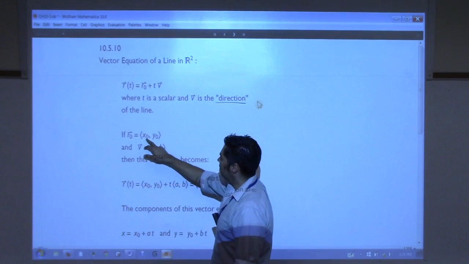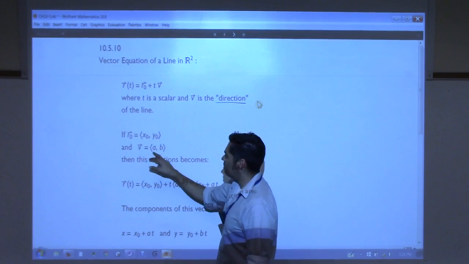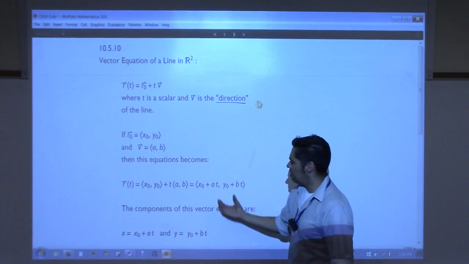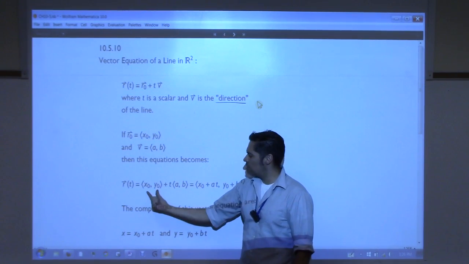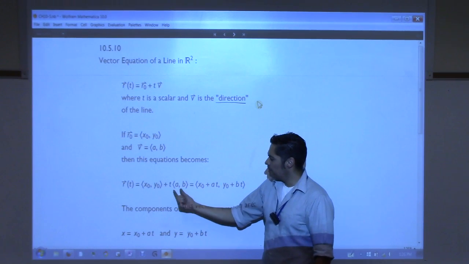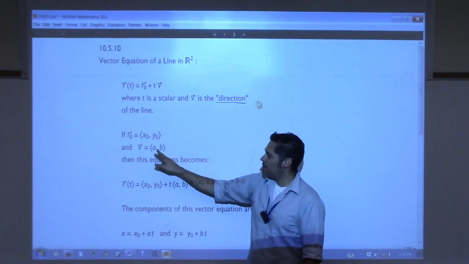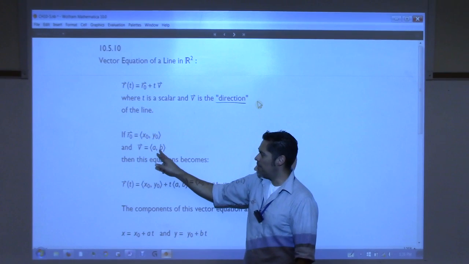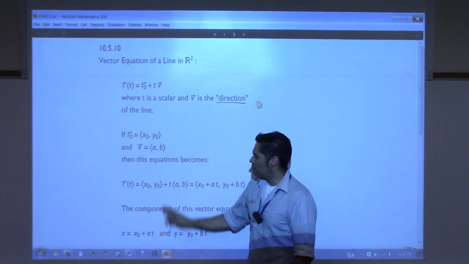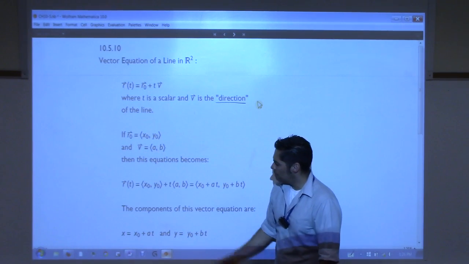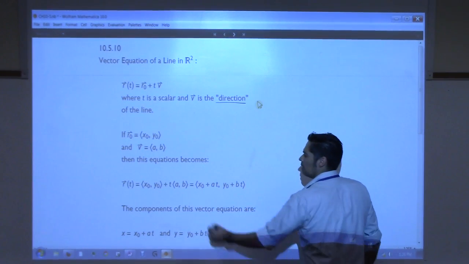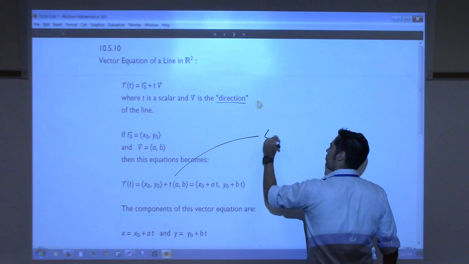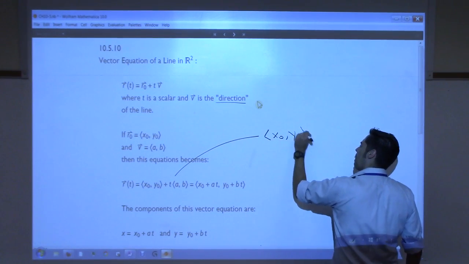If R0 is this vector and v is this vector, then this is the way it would look. So you have a two-dimensional vector here. You're adding to it AB. We like to use AB for our direction vector. Those are the components of the vector v. So there's v right there. There's a scalar in front of it. When you put these two together, it looks like this.